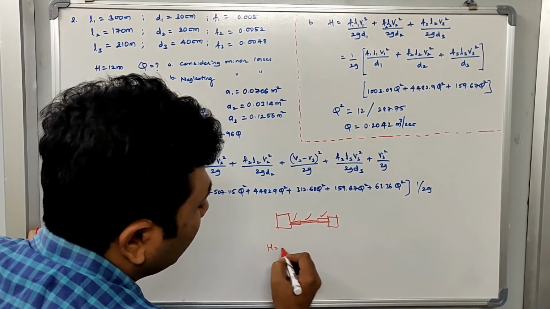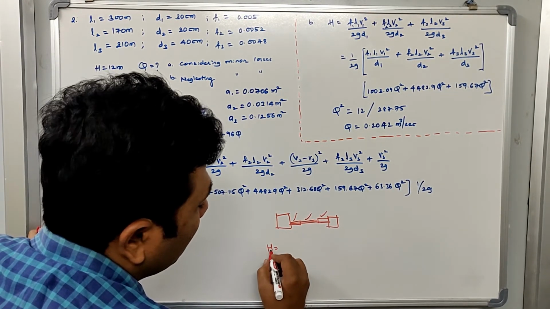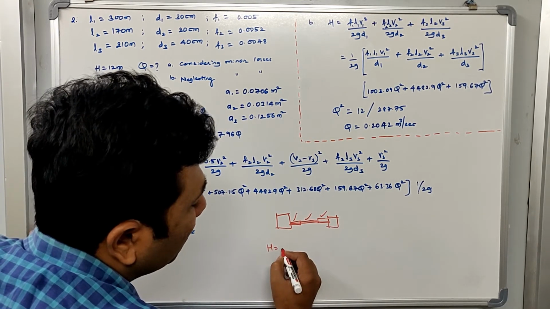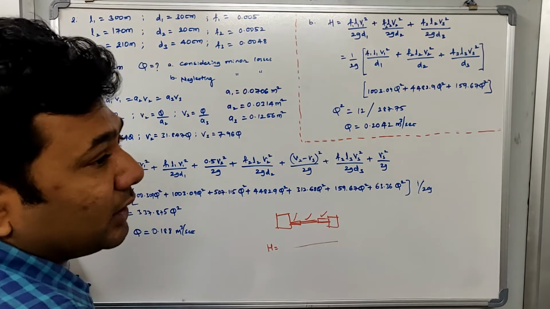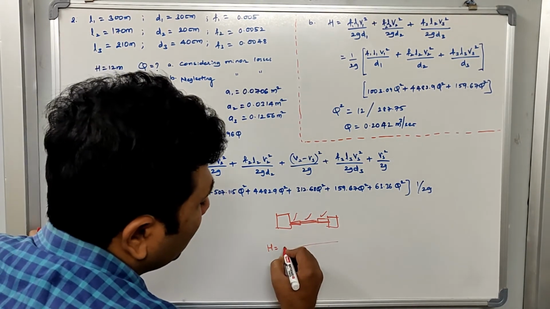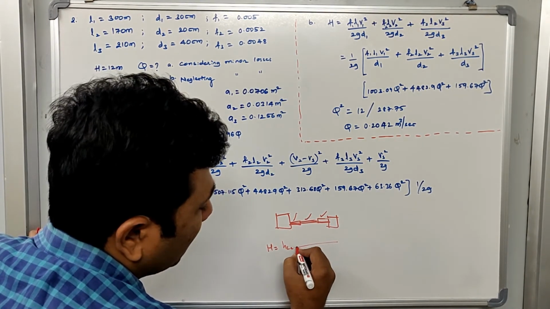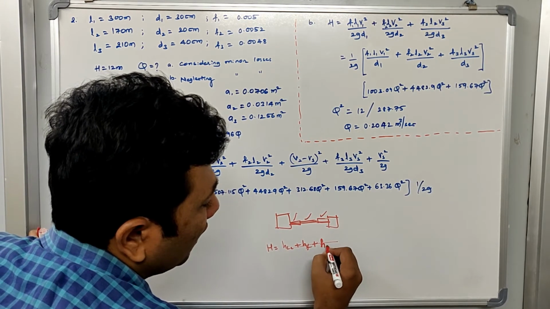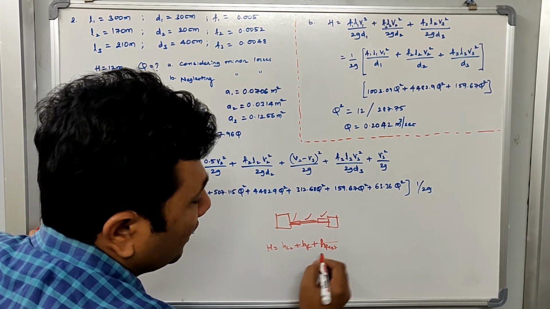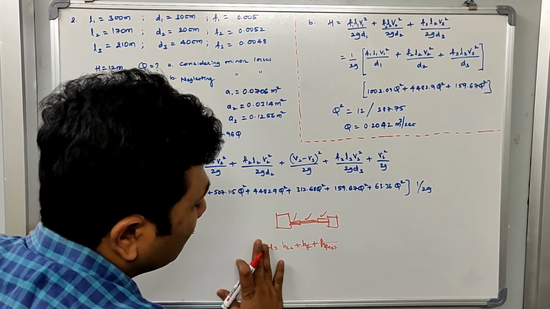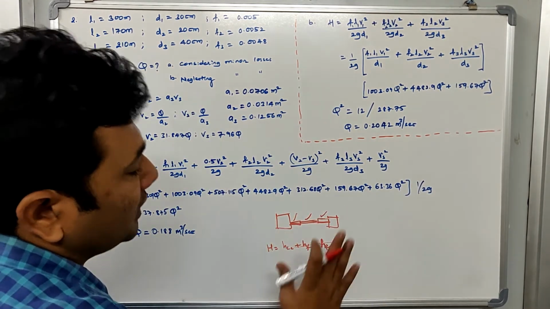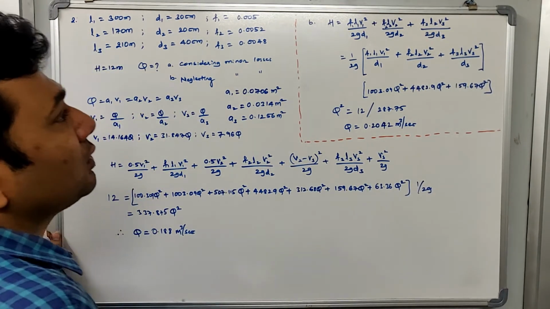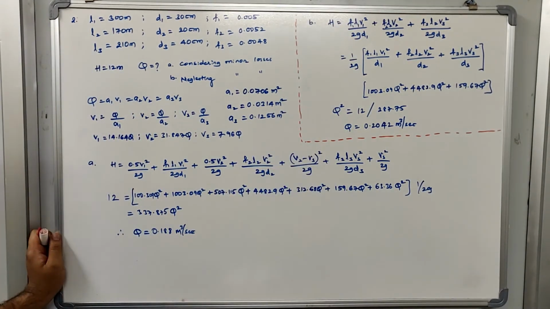So H is representing the difference of water level. The difference of water level will be equal to the sum of all the head losses that will take place. In the previous video, you know that the head loss due to entrance was considered, head loss due to friction was considered, and head loss due to exit was considered, right? Now similarly here also we will use the same thing, but there are more losses here, so we will consider them one by one.